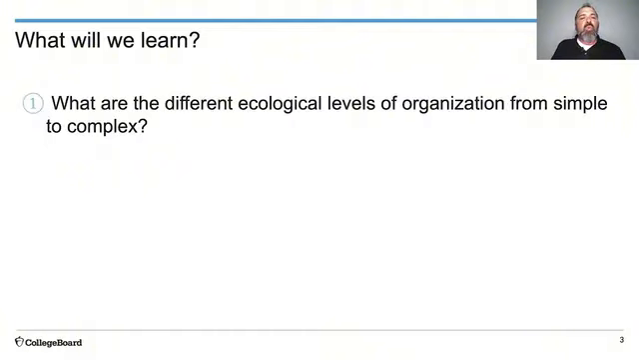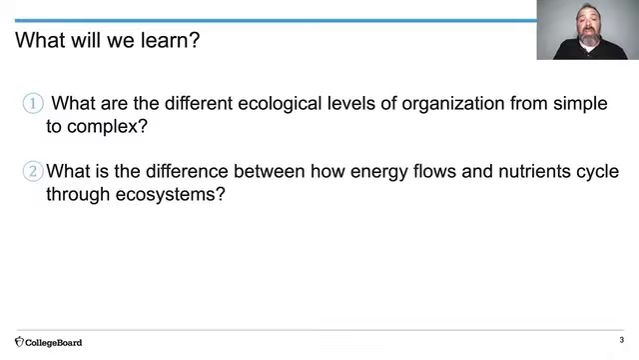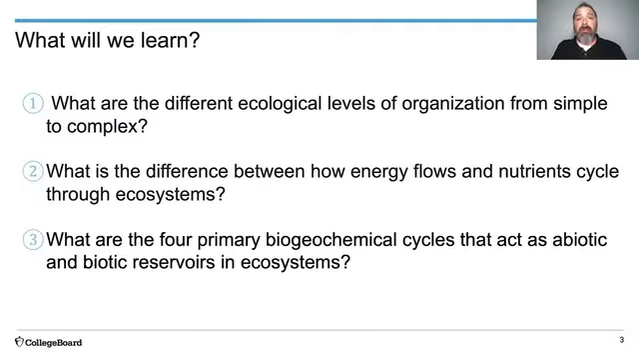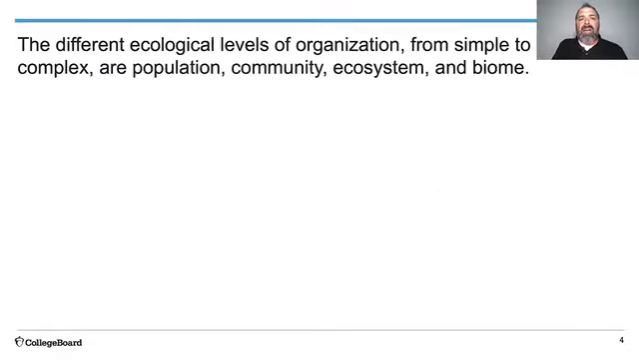What you're going to learn is: what are the different ecological levels of organization, from simple to complex? What's the difference between how energy flows and how nutrients cycle through an ecosystem? And what are the 4 primary biogeochemical cycles that act as abiotic and biotic reservoirs in an ecosystem? The different ecological levels of organization from simple to complex are population, community, ecosystem, and biome.